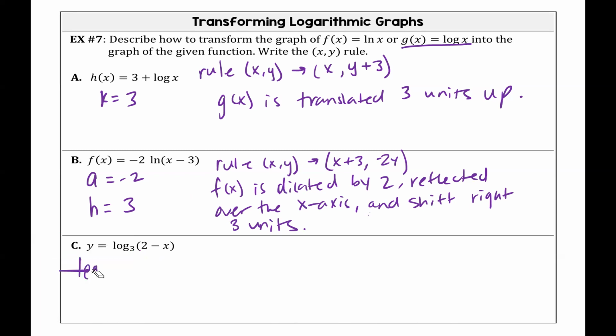All right, so we're going to rewrite it so that it's in the standard transformation form. This is actually y equals log base 3, and you're going to have a negative, because I'm going to factor out the negative, because x needs to be positive and by itself. When I factor out a negative, I'm left with a positive x and a -2. Does that make sense?